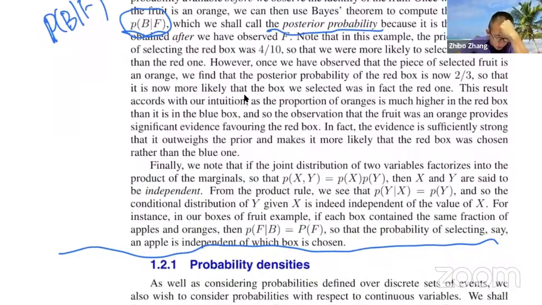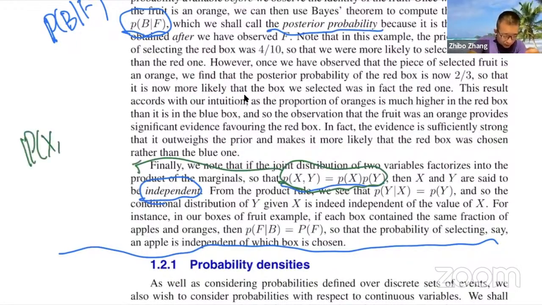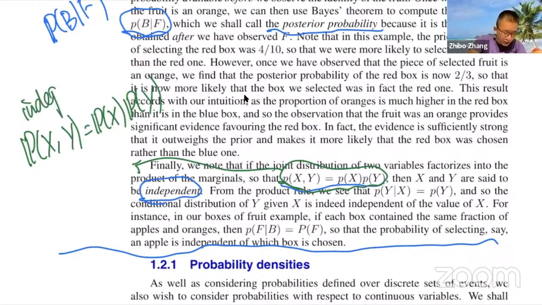Finally, we know that if the joint distribution of two variables factorizes into the product of the marginals, something like this, then x and y are said to be independent. So in this case, if you manipulate this formula, let me show you something interesting. This suggests independence of x and y, right?